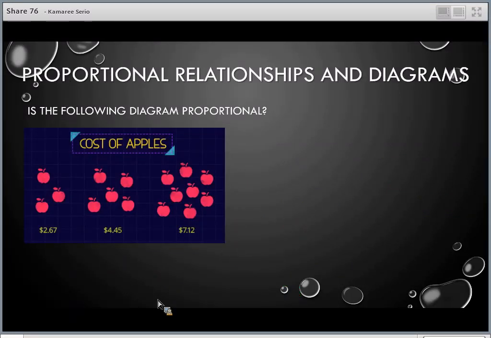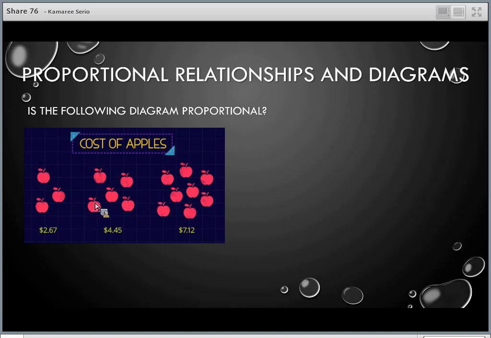Okay. Proportional relationships with diagrams. So this is the same process as the tables. It just looks a little bit different. Okay, in lesson 8 in the checkpoint and in your workbooks, you're going to be asked to work with diagrams. On your exam, however, there won't be any. On your exam, you're just going to have tables.